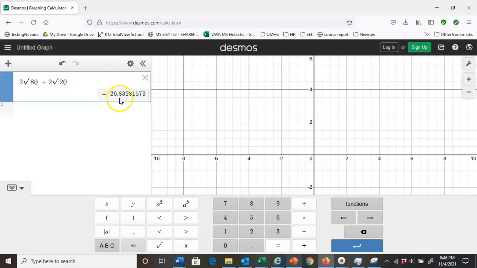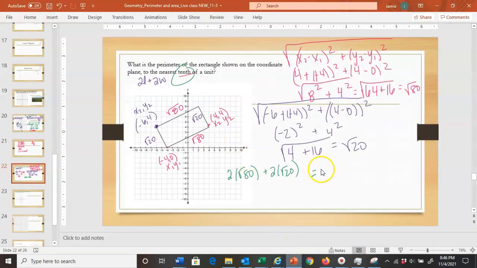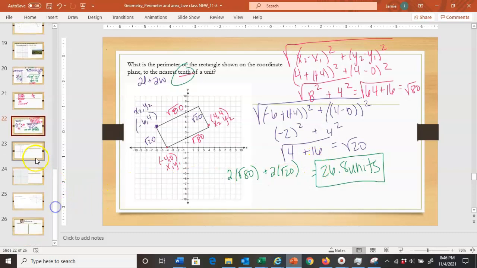This 3 will keep the 8 an 8. So 26.8 is to the 10th. Here's our answer, 26.8 units. Since we don't know the specific units like miles or inches, we're just going to say units.